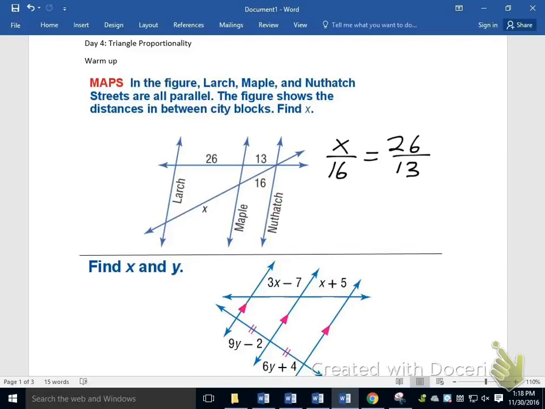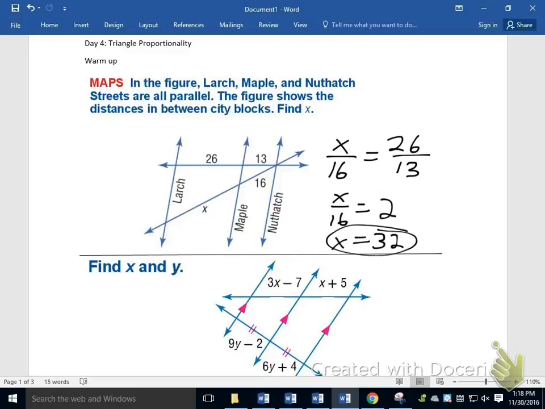All right, if I was doing this problem, first thing I would do is simplify 26 over 13 to 2, and now multiply both sides by 16, and I get x equal to 32. And if I look at reference back to the figure, yeah, that makes sense. It's a little longer than 26, so 32 seems like an appropriate answer here.